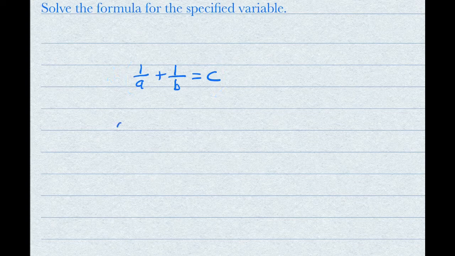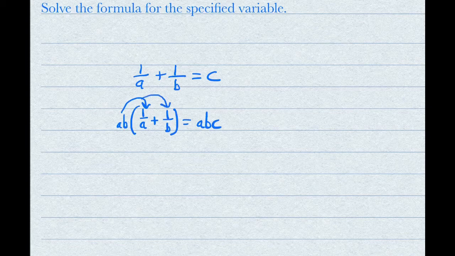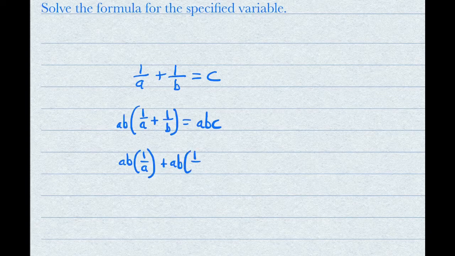So on the left you'll have a times b, and all of the rest can be put in parentheses for now. On the right, you end up with abc. Now on the left, you're going to distribute ab into both of the terms here. First, you'll have ab times parentheses 1 over a. Bring down the plus sign, and then you have ab times parentheses 1 over b. All of that equals abc.